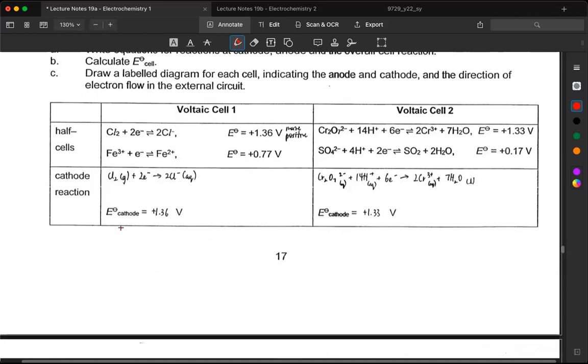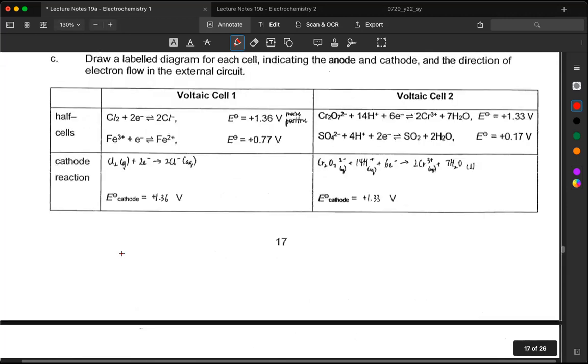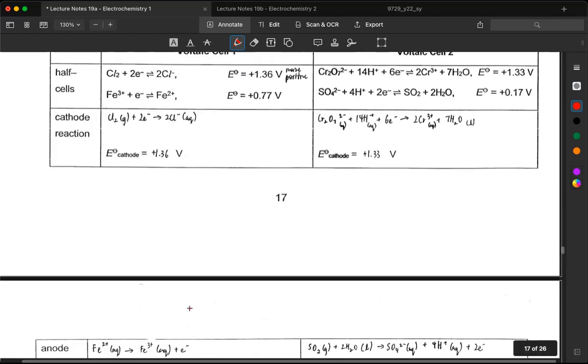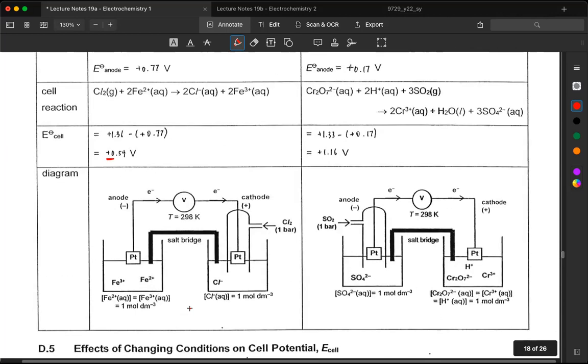So after that, use your formula. 1.36 minus 0.77 is positive, so just minus, so it's 0.59. Remember the sign? And this is the overall equation. I will not go through. It's very straightforward. You should be able to do it yourself now, how to balance two redox reactions to form one, okay? No need to go through.